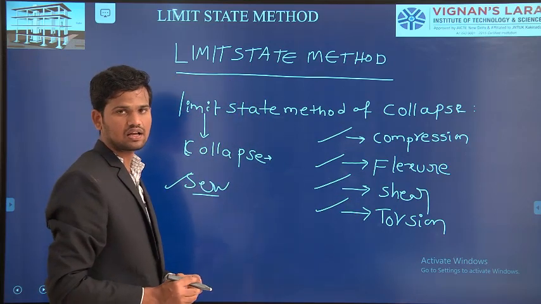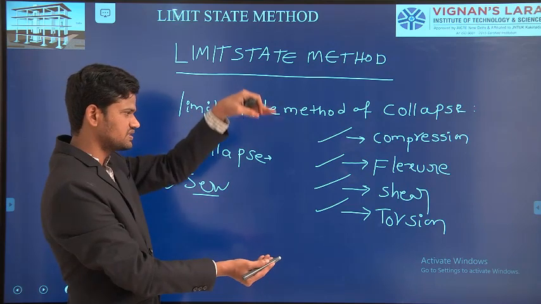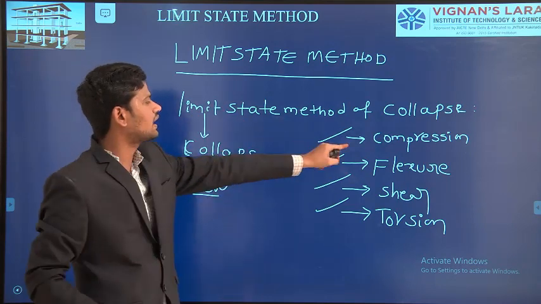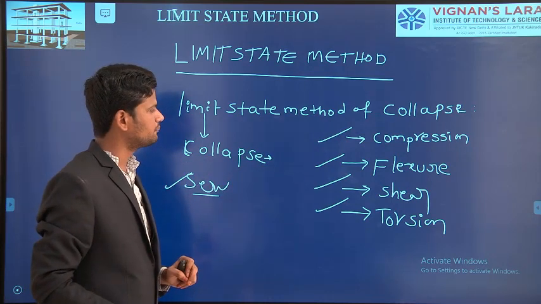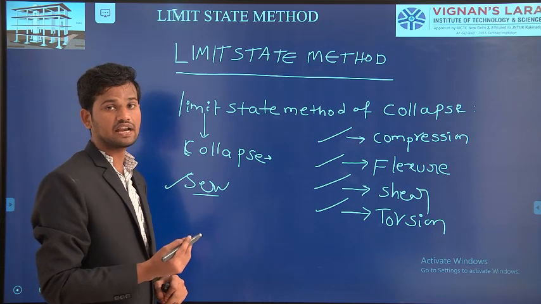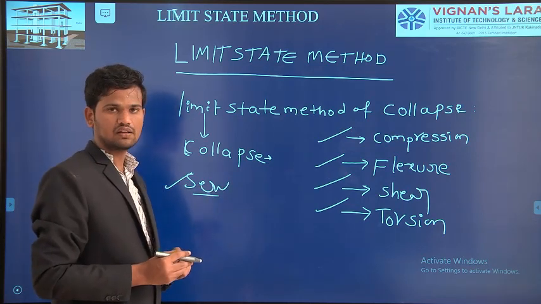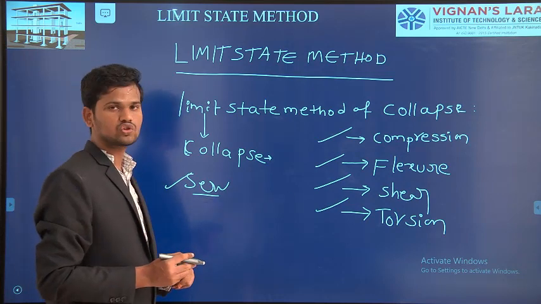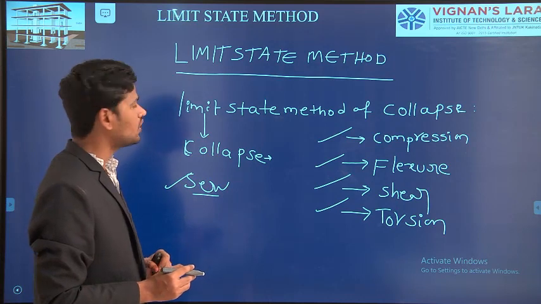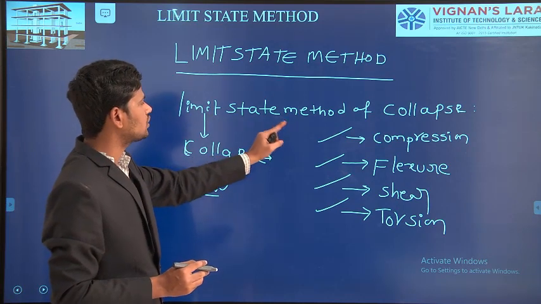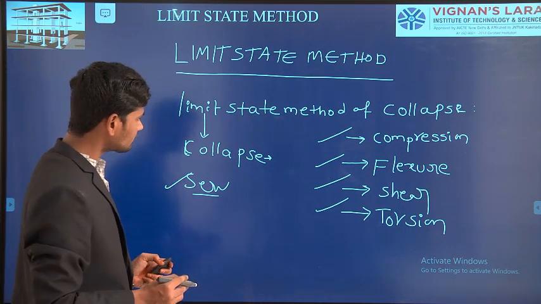If you take columns, they will get compressive forces. That means due to axial loading, columns majorly have compression. Again, if you take the beam, for beams you may experience both compression and flexure. For shear also you will get it for the beams, and torsion you will get for some structural members due to equal and opposite forces. From this topic onwards we are discussing the limit state method of collapse.